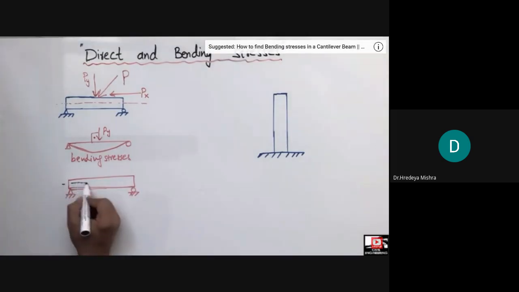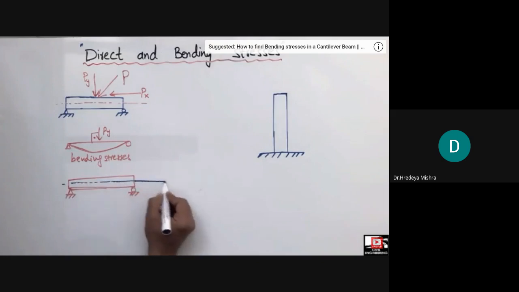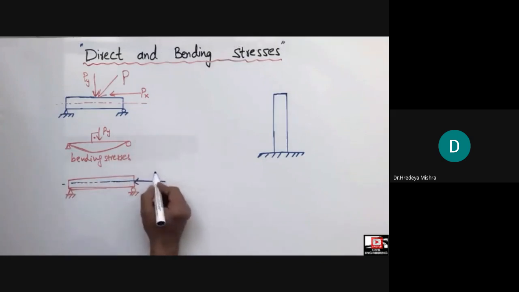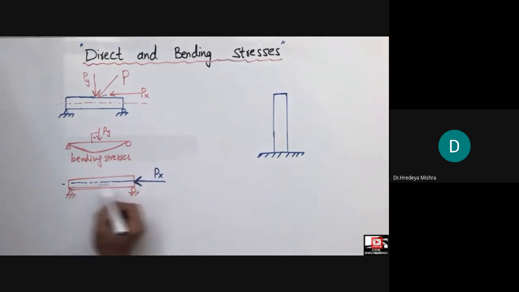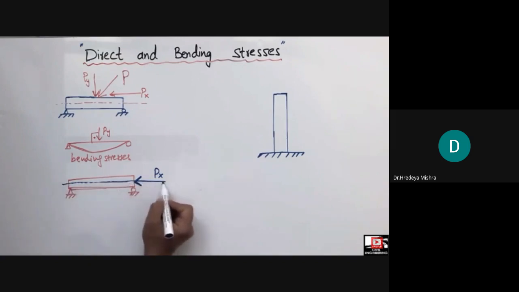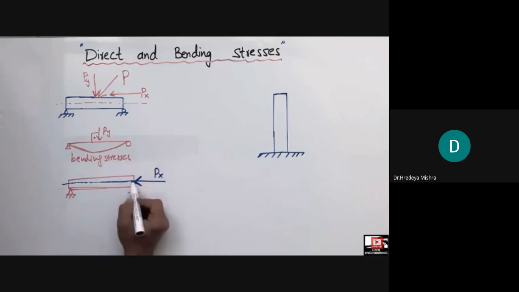and this is the axis of the beam. Due to this horizontal load component Px, we will have a stress in the axial direction, along the axis of the beam. It means that this load makes an angle of 0 degrees with the axis of the beam, so we call it the axial load.